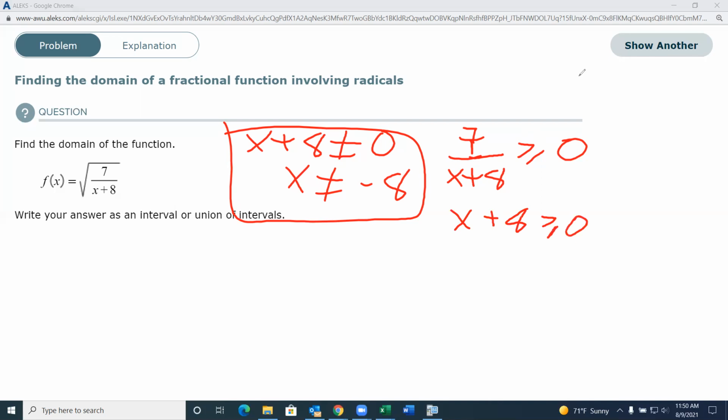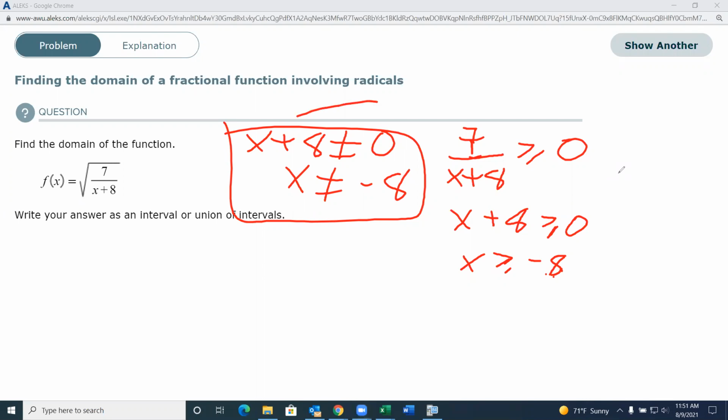Oh, my stylus is dying on me. Darn it. All right. So if I subtract 8 from both sides, I get that. Okay. And so I've got that. So what does that mean? Well, it means that for the domain, x has to be greater than or equal to -8. It's got to be -8 or bigger.